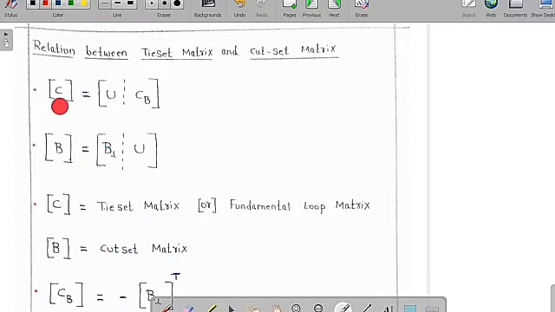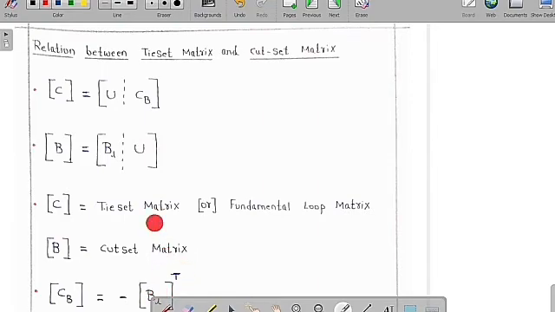I have already told you C may or may not have the unit matrix, so therefore UCB, whereas the B matrix I am going to split into two parts. It is going to contain UT matrix and also BN. So if you know one thing, you can get the remaining matrix. The relation between the tie set matrix and the cut set matrix is here. If you want to know the value of CB, CB is equal to minus BL transpose.